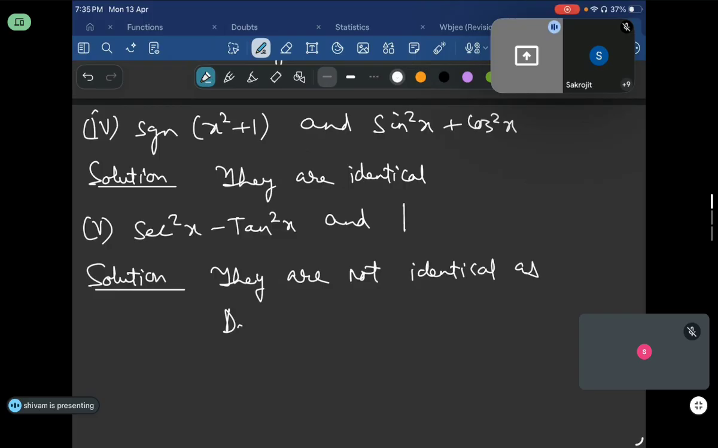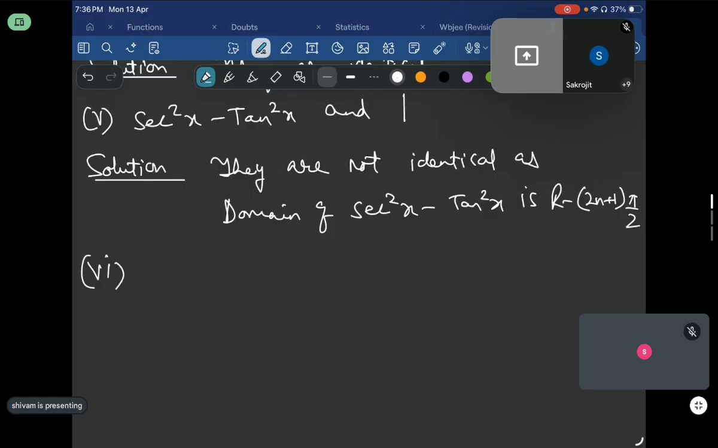They are not identical, as the domain of sec square x minus tan square x is all real minus (2n plus 1) whole pi by 2. Okay. Next.